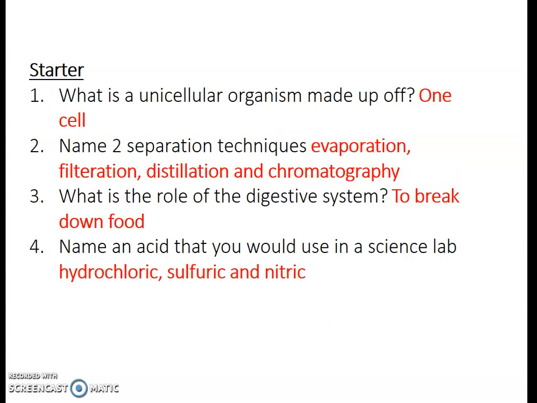Okay, so let's go through those then. A unicellular organism is made up of 1 cell. 2 separation techniques, so you could choose from any of the following: evaporation, filtration, distillation, chromatography. If you've got fractional distillation in there, that's also another one. What is the role of the digestive system? It's to break down food. And name an acid that you could use in a science lab: hydrochloric, sulfuric and nitric.